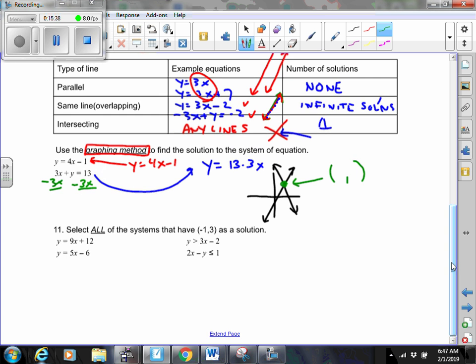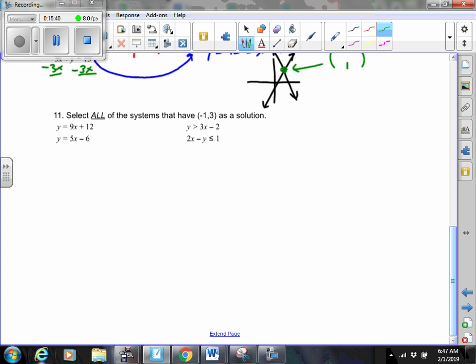This last one, the question's asking you, are there solutions? Is this point a solution for either one of these? Well, if it's a solution, then it must make the statements true. So I'm going to use the point x is -1, y is 3, and we'll check it in here. So take out the y, and in its place put 3 equals 9 times -1 plus 12. Well, if I do that, that's -9 plus 12, which is 3. So that statement is true, but it also must be true at the bottom.